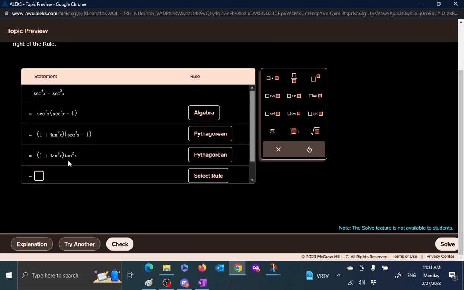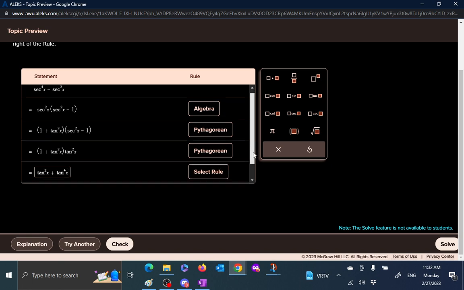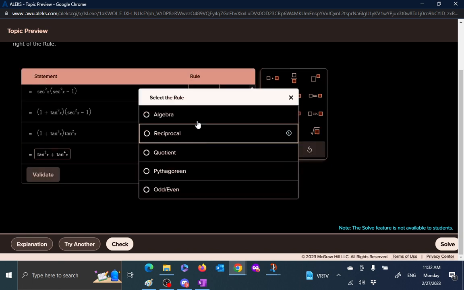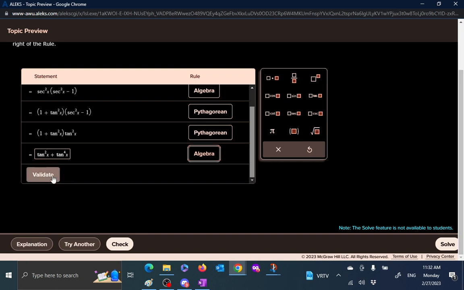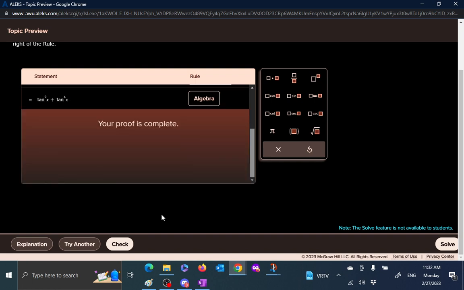So when I multiply them, my identity is going to look like tan squared plus tan to the power of 4 of x. To enter x, you step forward with the right arrow and then select the rule. All we did was to apply algebra, validate, and your proof is complete. Let's do maybe one more.